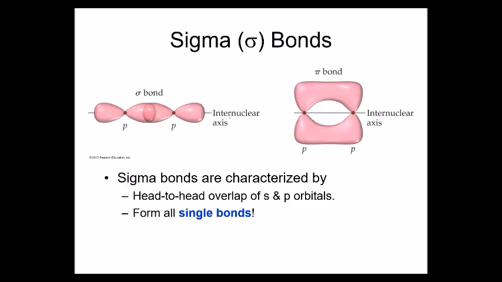Here you have the idea of the internuclear axis. That's like one of the axes here. The sigma bond is going to be characterized by an overlap of s and p orbitals. And remember, s orbitals are spherical in shape, p orbitals are dumbbell shaped. They're going to overlap between the two different atoms, and they form the single bonds. So you're going to have an overlap of s and p orbitals between the two atoms in order to establish the single bond, and that's always on this internuclear axis.